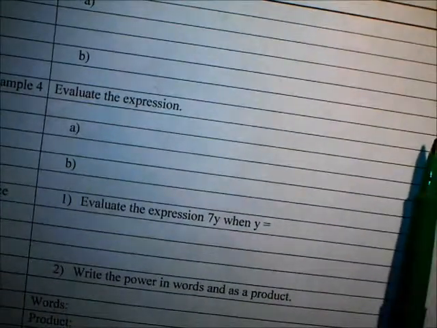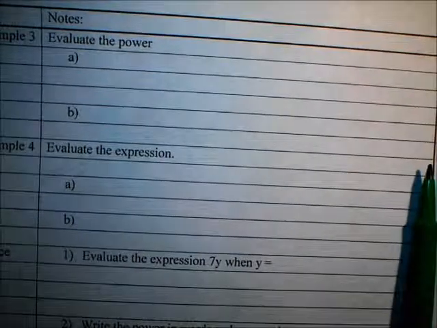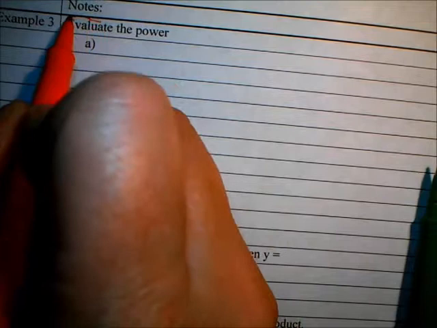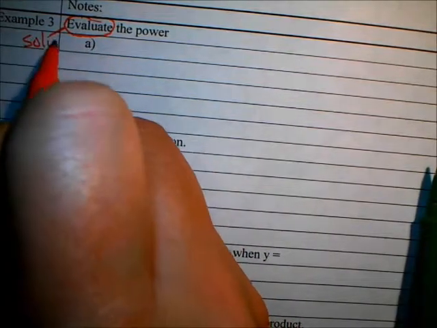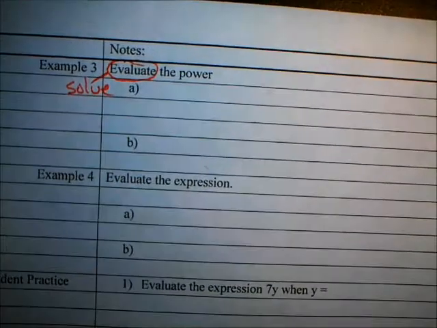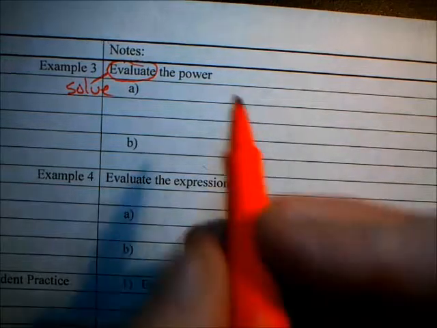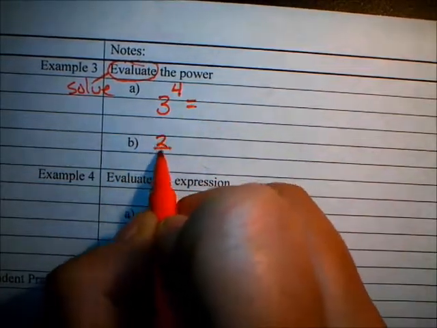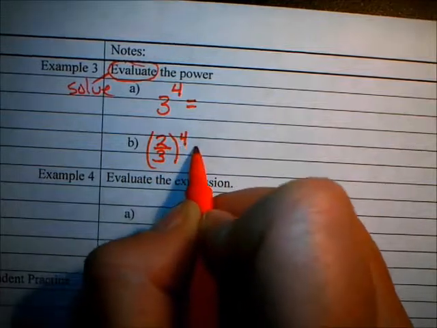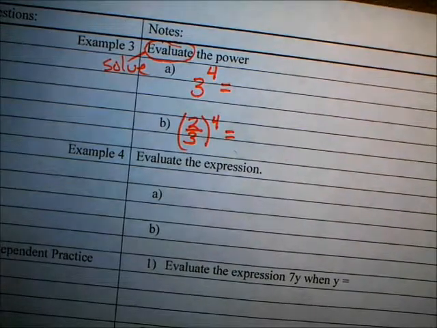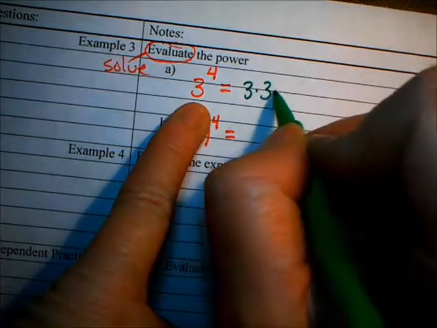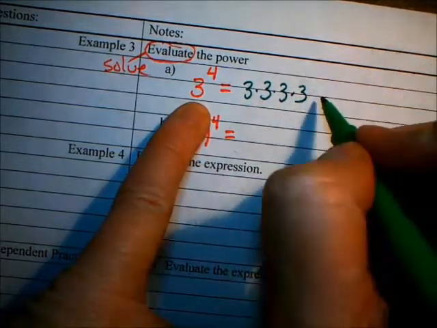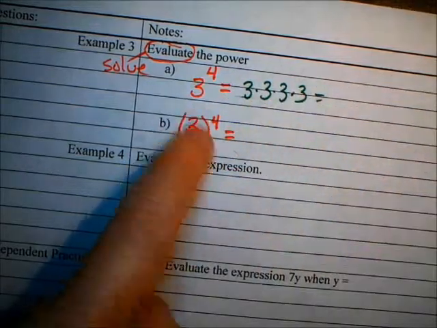Okay, if I go to the back side, we have example 3. We're saying, okay, we're going to evaluate the power. Well, remember, evaluate means we're actually solving. Going to solve it, but it's written in power form. So if I give you 3 to the 4th power, or I give you 2/3 to the 4th power, what this looks like is 3 times 3 times 3 times 3. But I don't need to do this, I just need to be able to put this in my calculator.